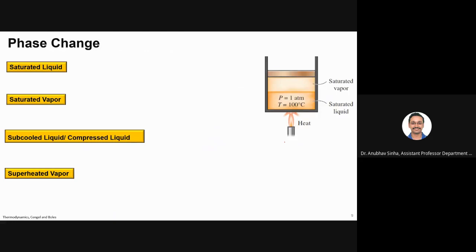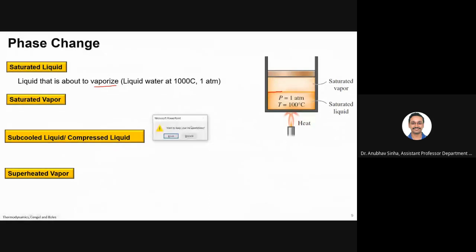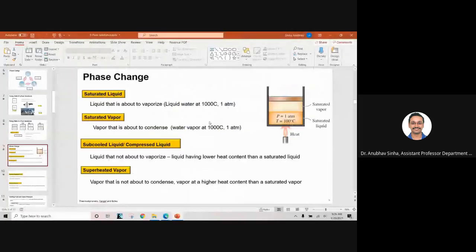Now let us define some properties. Let's say that we have a piston cylinder arrangement and we are boiling water. The bottom will be liquid and then we'll have some vapor. So let us define what are the terms involved. We will talk about saturated liquid, saturated vapor, subcooled liquid or compressed liquid, and superheated vapor. So what are these? A liquid that is about to vaporize. Okay, this is a little bit wrong. Let me just correct it. This is 100 degrees Celsius.